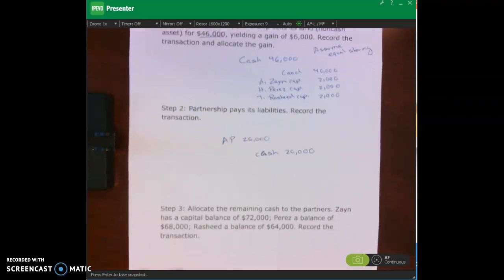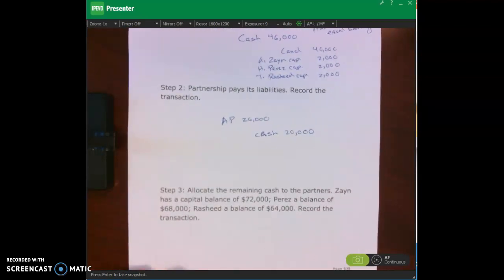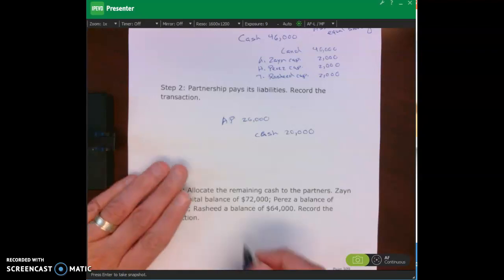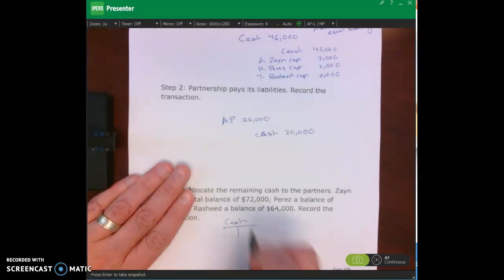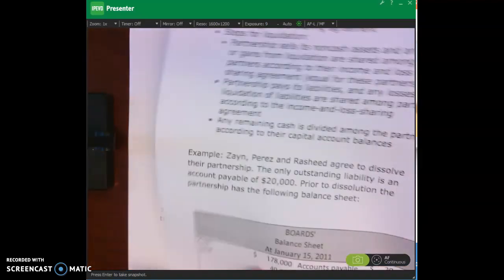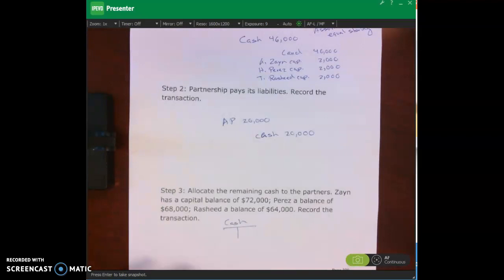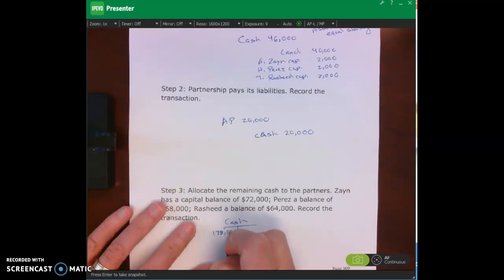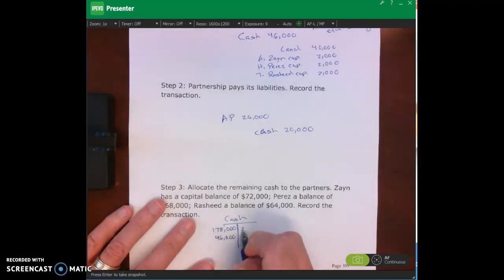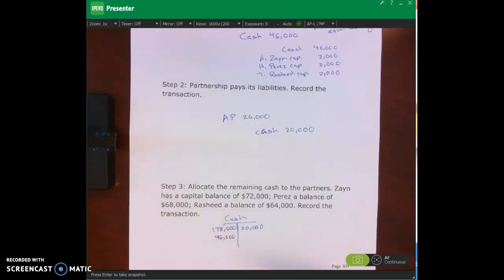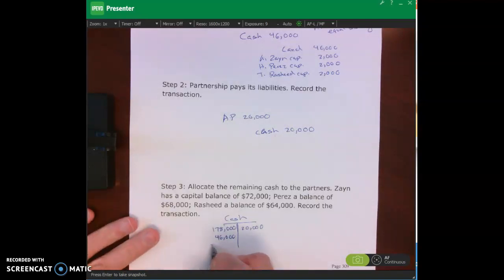Then we come down here and we say, step 3, allocate the remaining balance in cash to the partners. So let's do a T account here for cash. Over here, we had an initial $178,000 in cash. We know that's on the debit side. Then we sold land for $46,000. And then we paid our accounts payable for $20,000. So we take our $178,000 plus our $46,000 minus our $20,000. That gives us $204,000. That's how much cash we have.